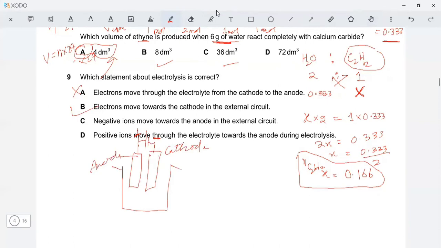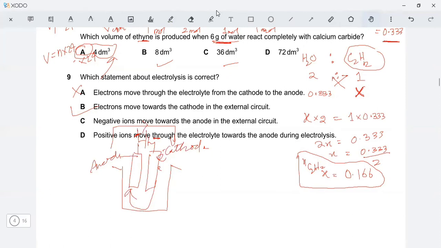So electrons move towards the cathode in the external circuit. Yes, obviously, the direction of electrons will be like this. So it will be moving towards the cathode. Again, this will complete the electric circuit by means of the electrolyte solution, if at all you have taken. Okay, the correct answer is option B.